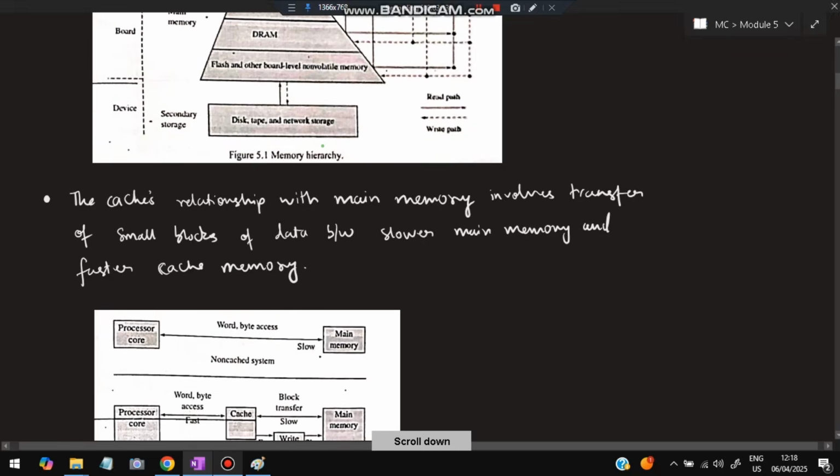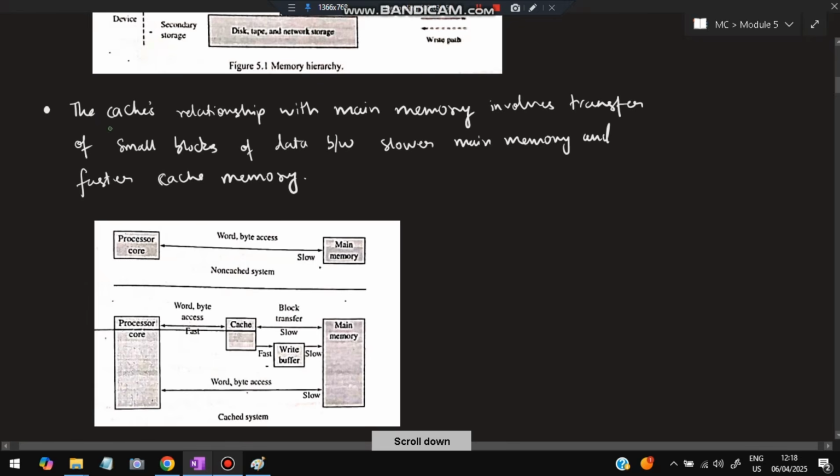Okay, so this is the memory hierarchy diagram, a very important question from the exam point of view. Next, the cache's relationship with the main memory involves transfer of small blocks of data between the slower main memory and the faster cache memory.